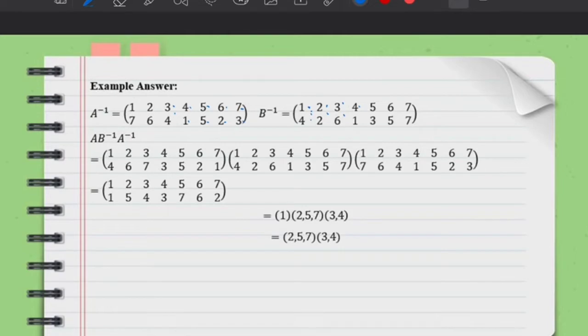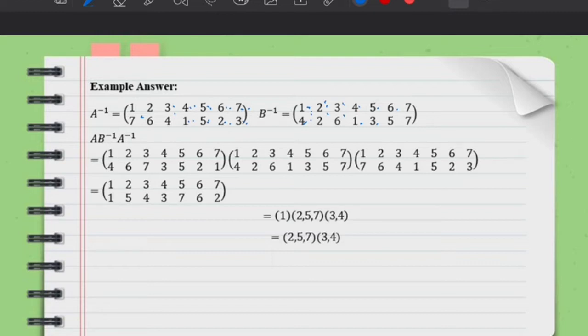To find A inverse, first we need to write down 1, 2, 3, 4, 5, 6, 7. 1 maps to 7, 2 maps to 6, 4 maps to 1, 5 maps to 5, 6 maps to 2, and 7 maps to 3. The same goes for B inverse. Next, we need to find A B inverse A inverse.